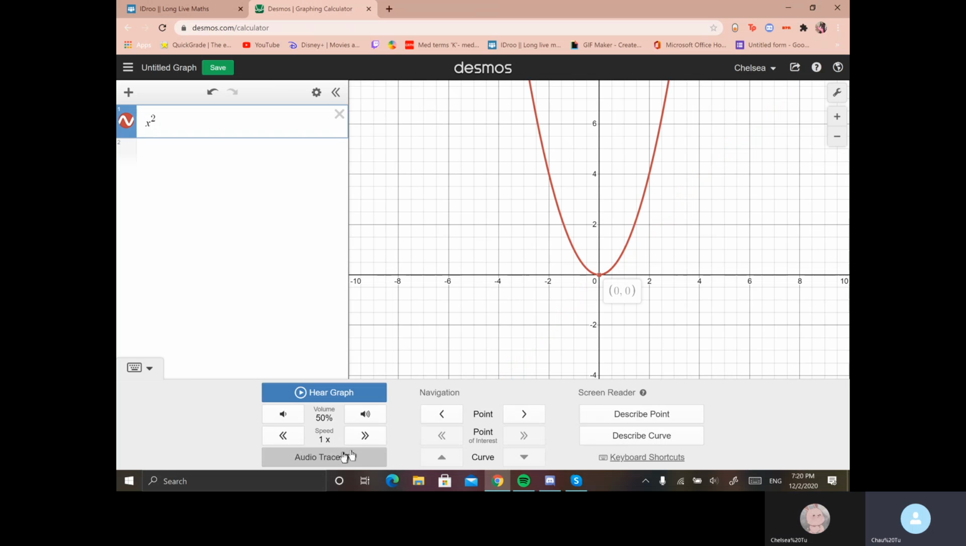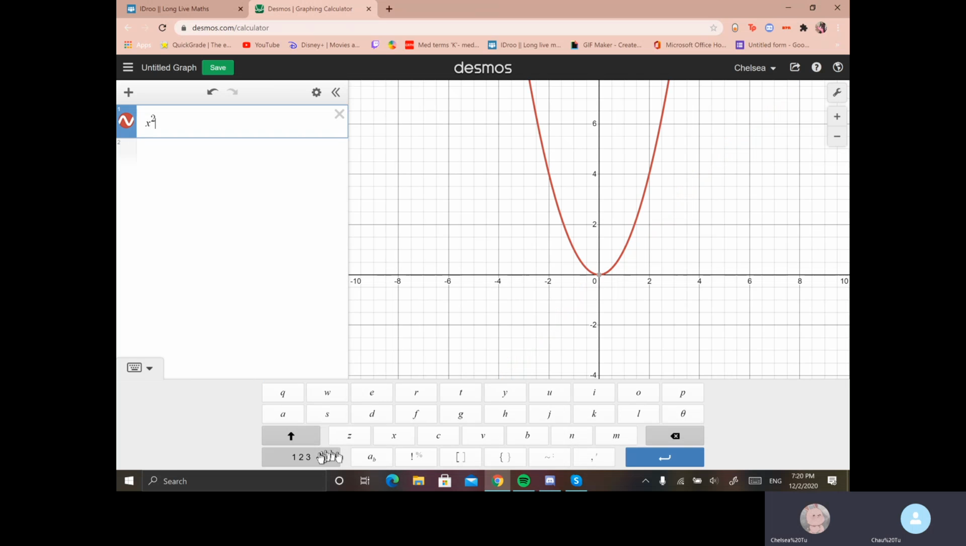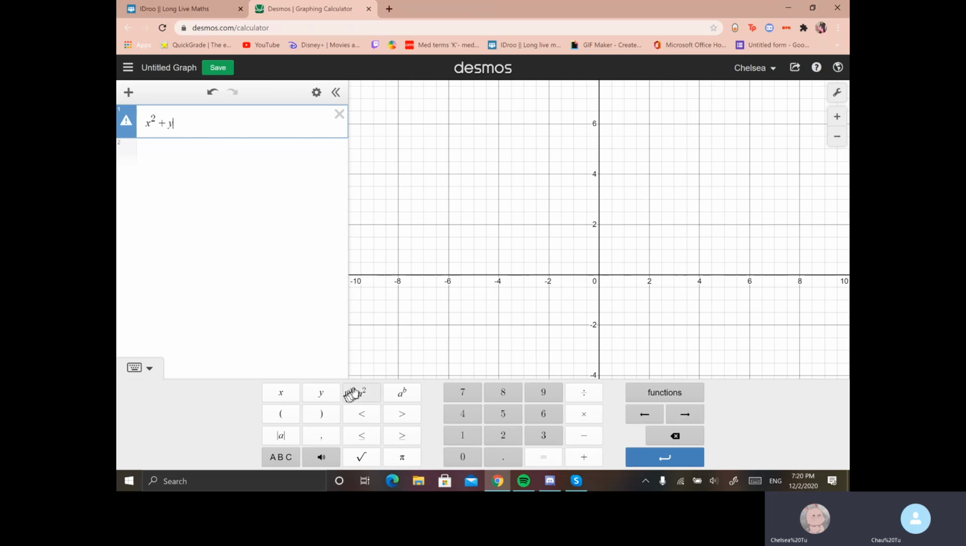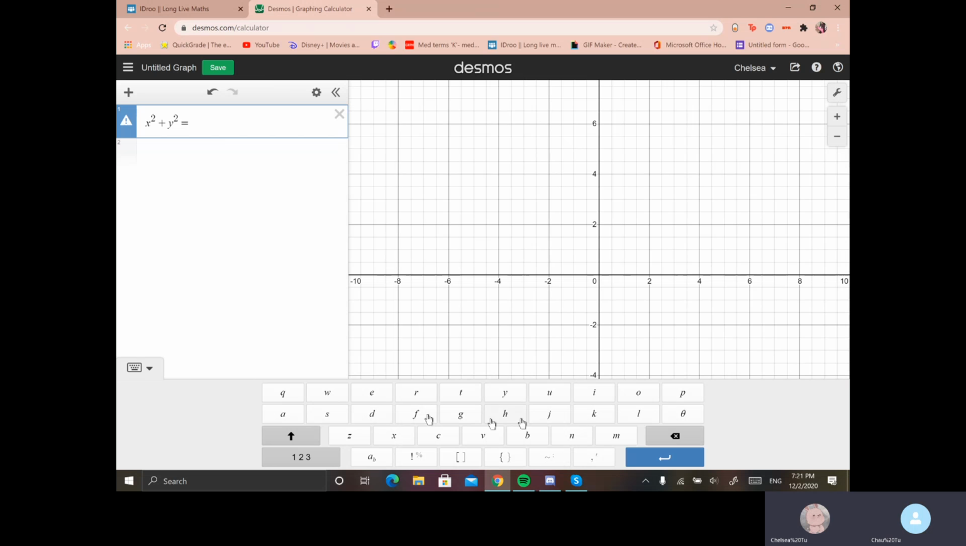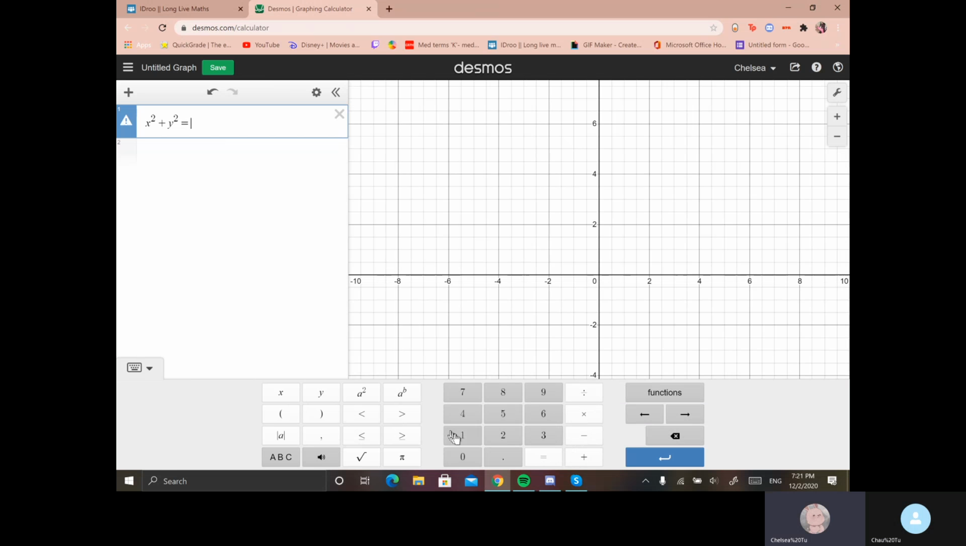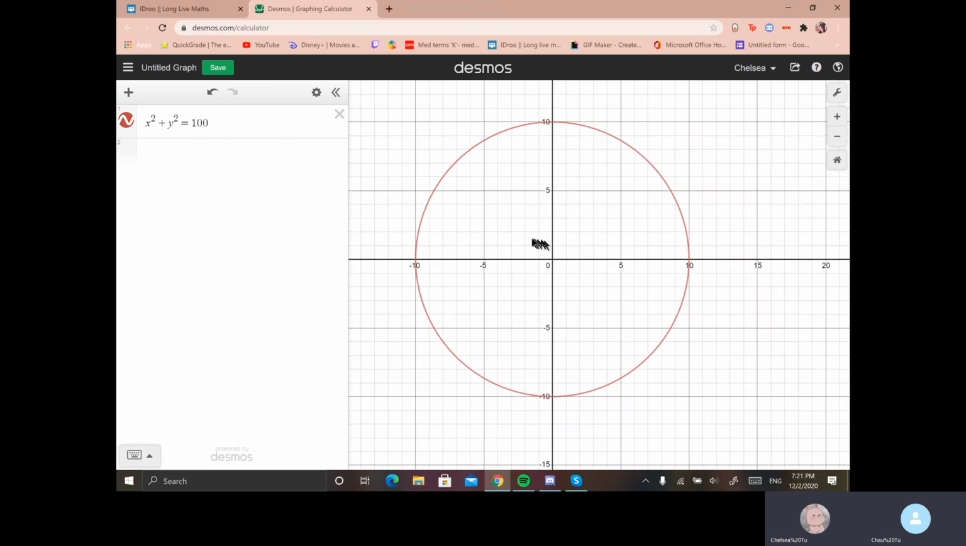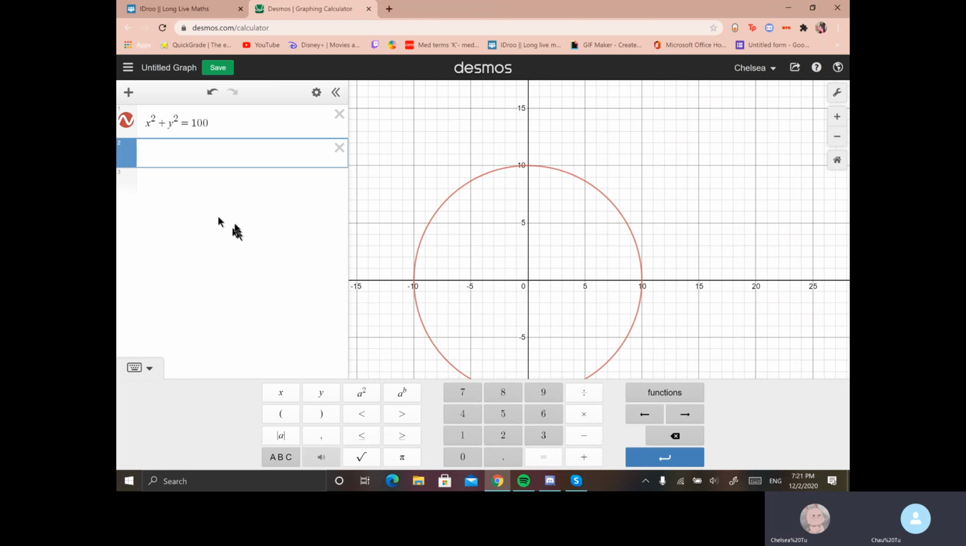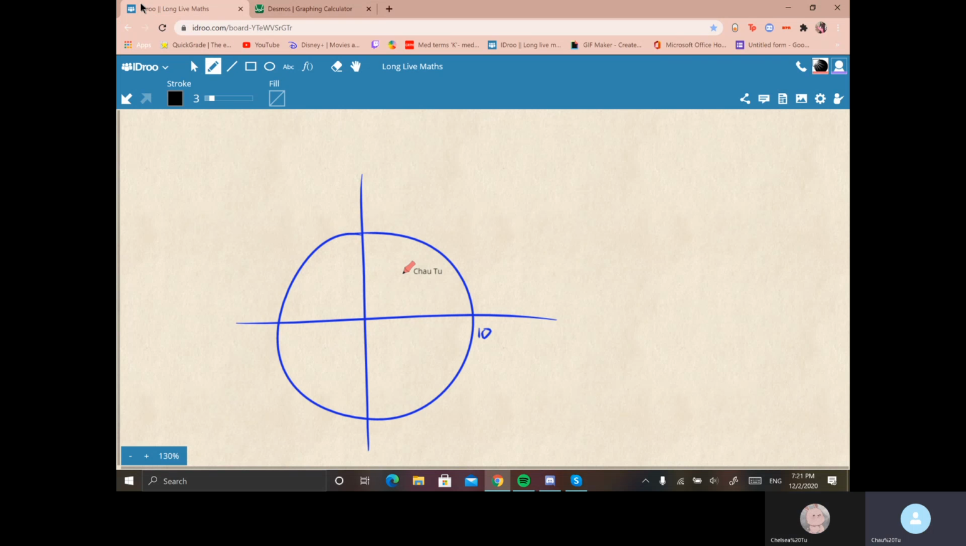So try that. Equals 100. Yeah, you can see you've got a circle of radius 10. Okay, all right, so now jump back to the drawing. I want you to maximize the rectangle that can exist in this circle. So I want you to maximize that. Can you see that, Chelsea?